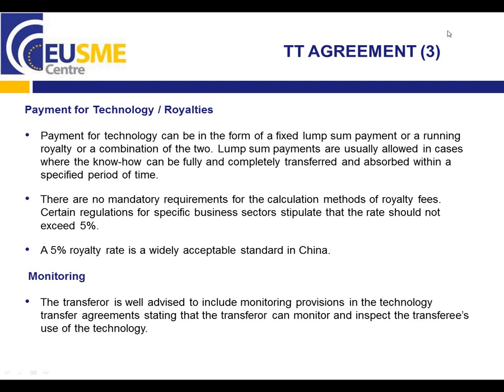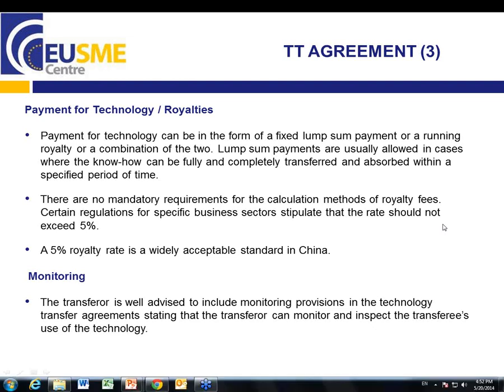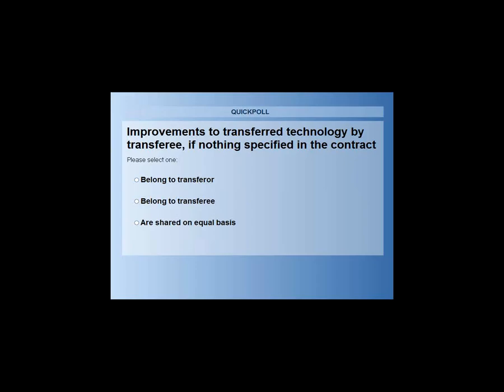But a 5% royalty rate in general is an acceptable standard, and the less you are dependent on the internal calculations of the transferee, the better it is. You can, of course, include monitoring provisions, or what also happens is that the transferee will ask the right to appoint the auditor, or have a joint right to appoint.